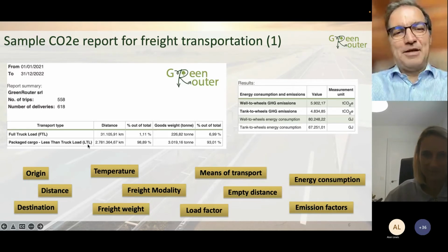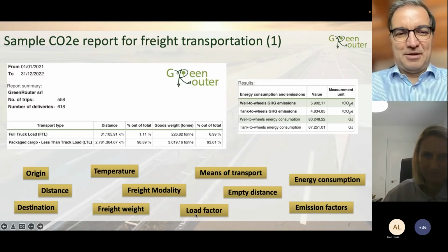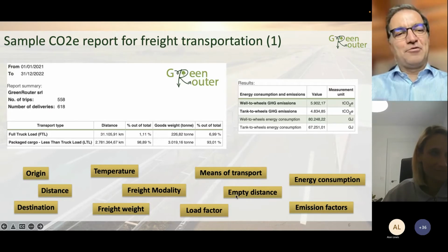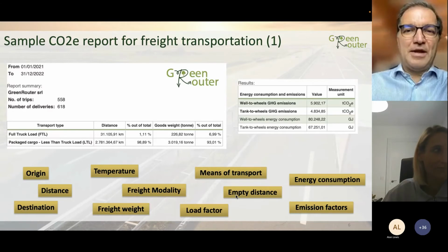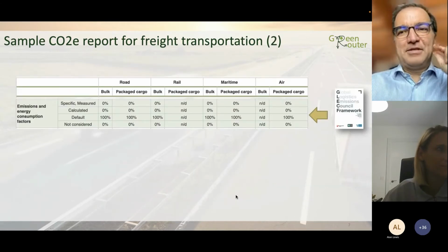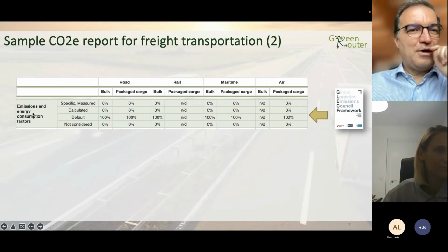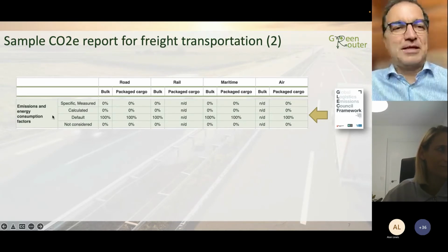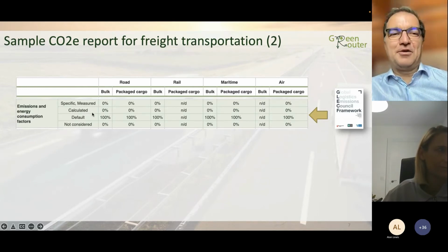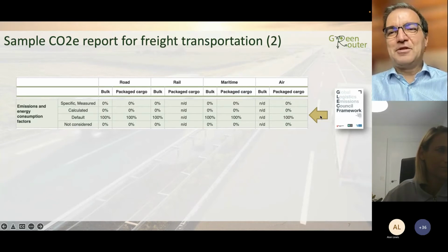And of course, many of these are not novelties, because you have freight weight or freight modality, load factor, but you have to put them together in a complex way. So the point is, when you don't have all these things, it happens, and this is another part of our report, that you have to declare what you're doing. And you can see here, I can get energy and emission consumption, just one example, could be specific, could be calculated, could be default or not considered. So in this case, it's all default, but we have a source which is very valuable.